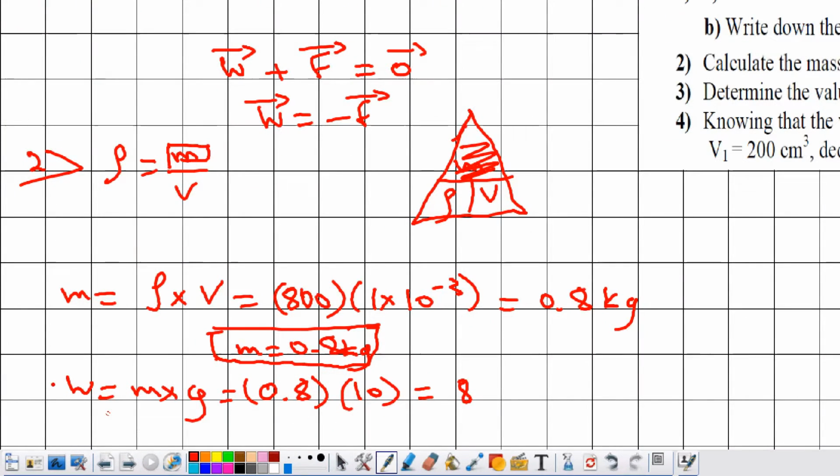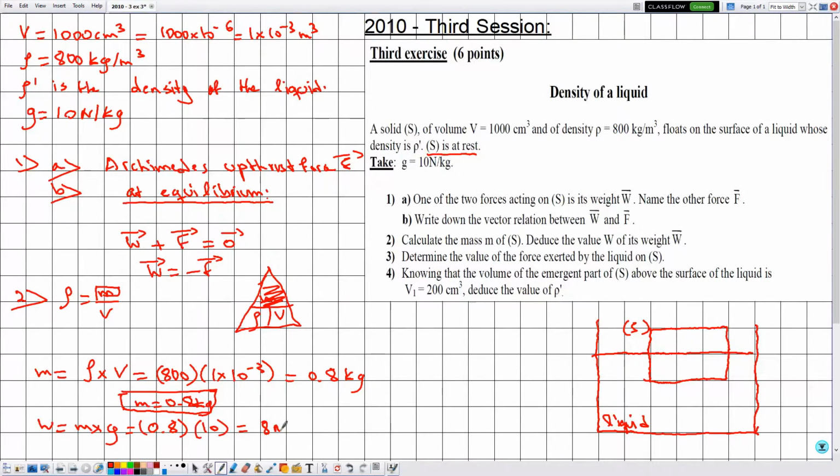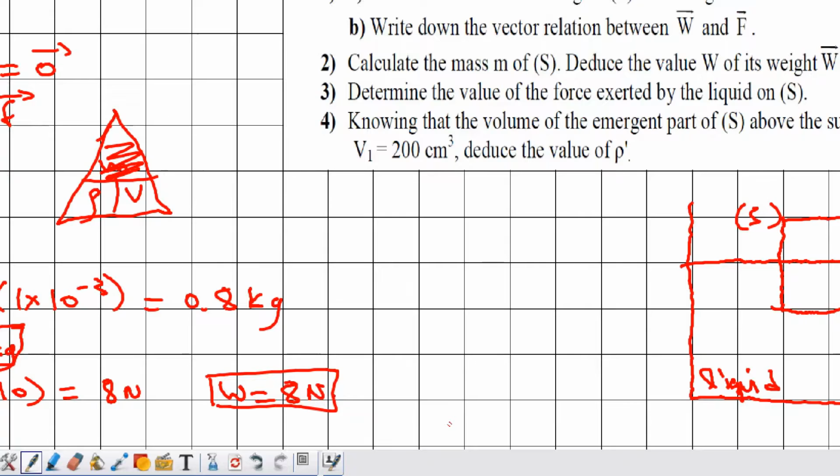Since everything is in the SI, the value of W will be in the SI, which is in newtons. Then the weight is given by 8 newtons. And I repeat that this represents the real weight. So for example, if we suspend the solid S to a spring balance in air, then this will be the indication of the spring balance.